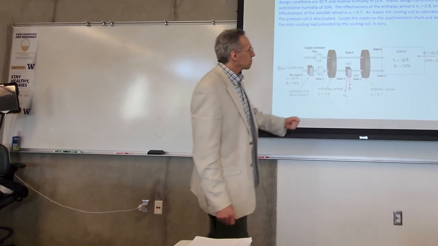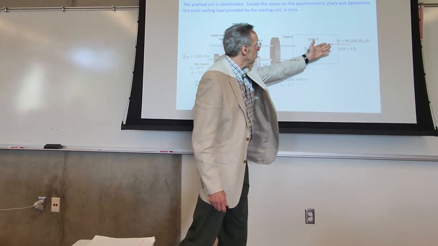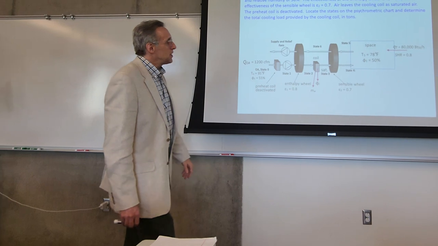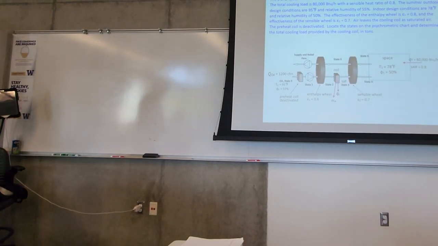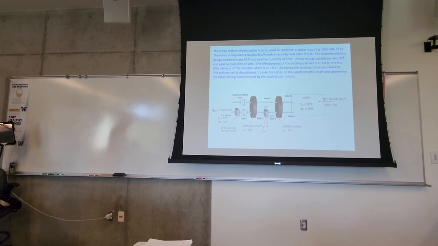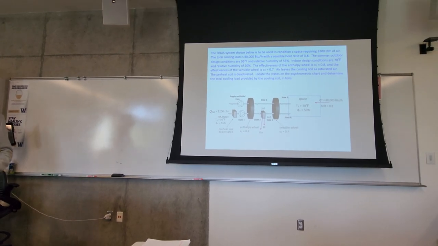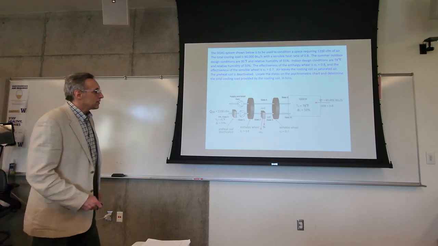We have a space that has a total cooling load of 80,000 BTU per hour and a sensible heat ratio of 0.8. So 0.8 times that, or 64,000 BTU per hour, will be the sensible load and the rest will be latent.